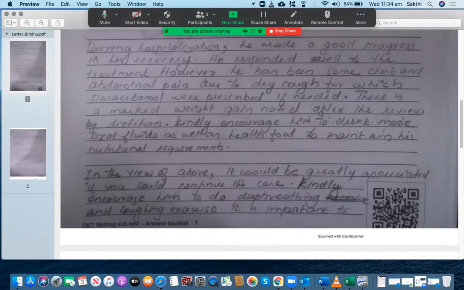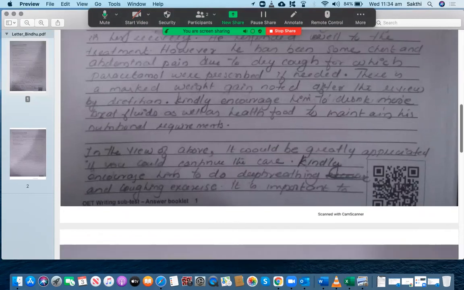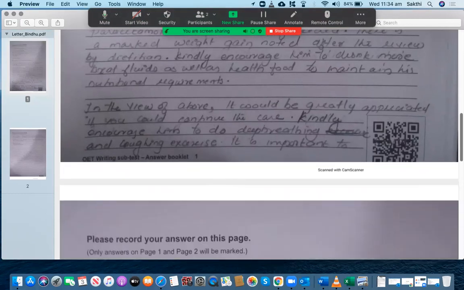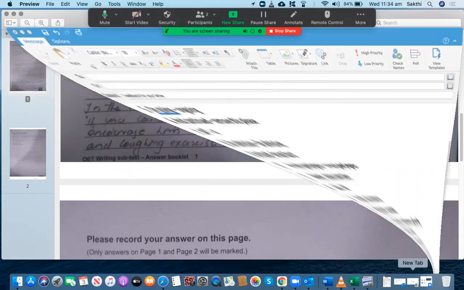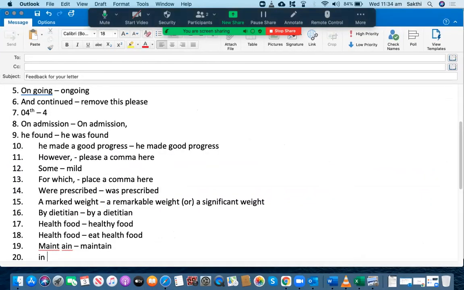Yes, I can see. Giving equal space is really important, and you need to ensure that you don't split one word with too much gap in between. It's not good. Trust me, this is one of the major mistakes that is committed by everyone. In the view of above, that's a major mistake. I'll tell you what mistake it is.